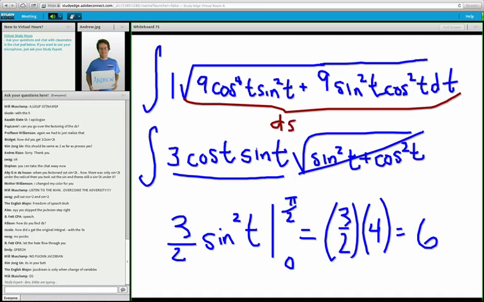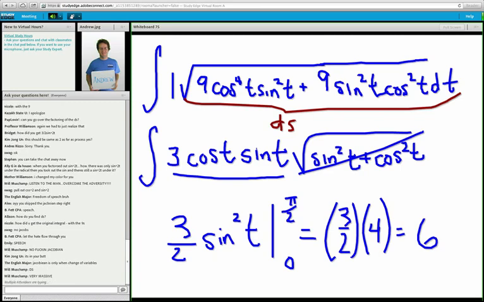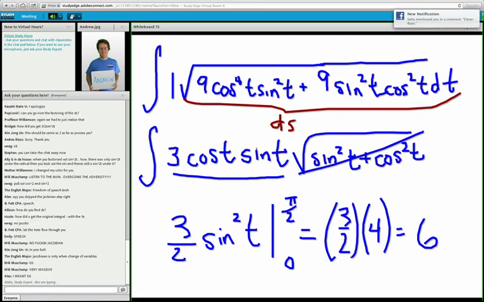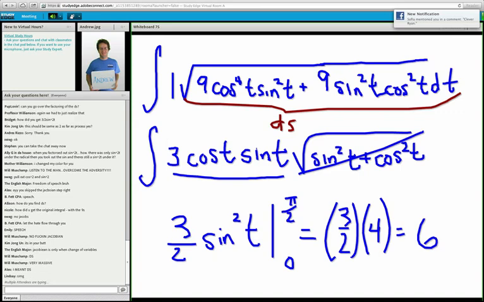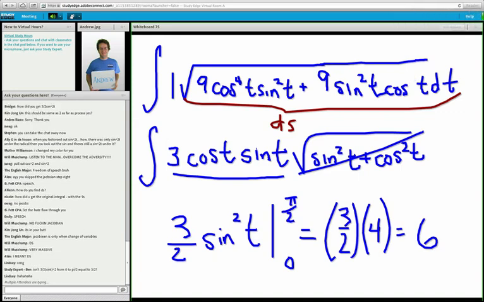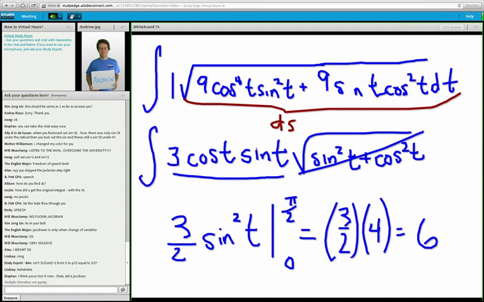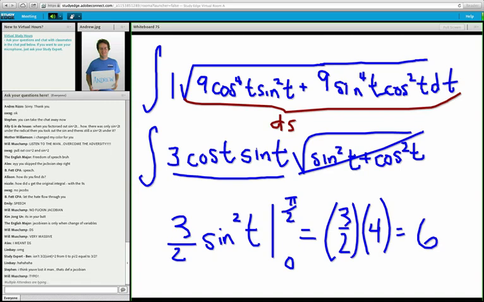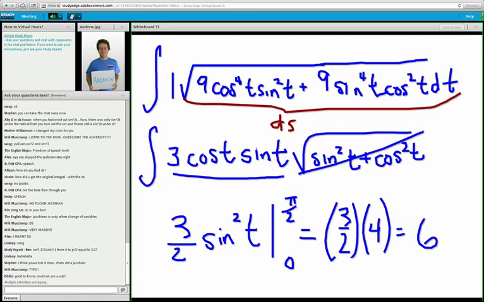dx dt was what? 3 cosine squared sine t. When I square it, I get 9 cosine to the 4th t sine squared t. The derivative of... oh, yes, I can see why some people were confused. This should be a sine to the 4th. That was all. It's just a typo. So I guess that was Ali. That answers your question. Okay, there's no Jacobian here. This is just a conversion from ds to dt.